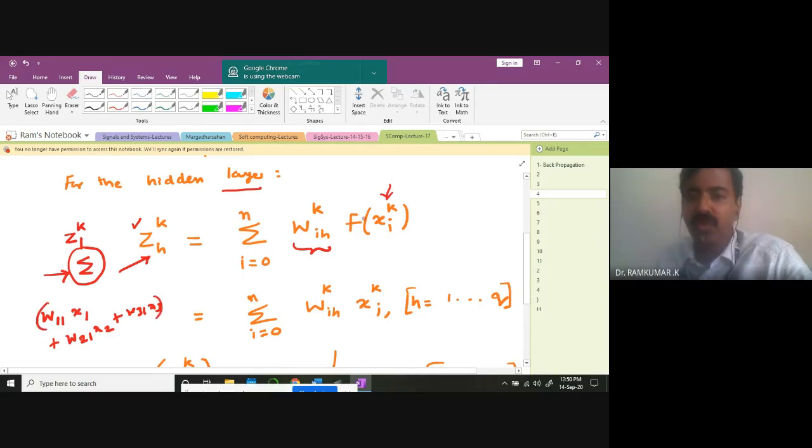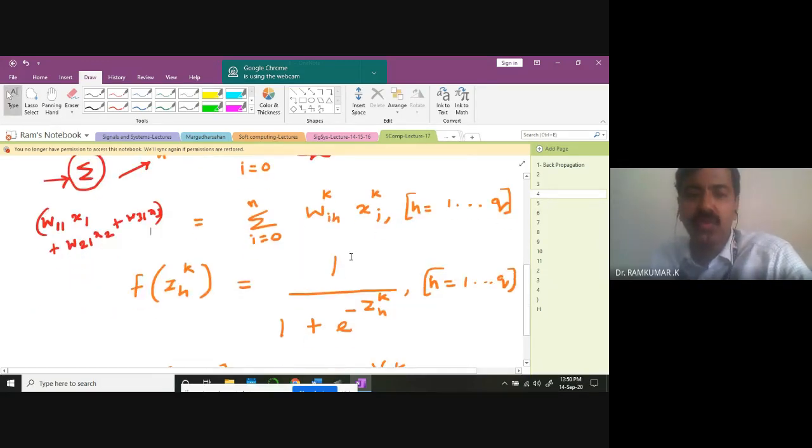Okay, so for each neuron, you compute this, and then you pass on that activation to the sigmoidal function. That is what this f of zh is. That's you computing it. This is the value I'm talking about. This is nothing but the summation. This value, w21 x2, w31 x3. That is this value.